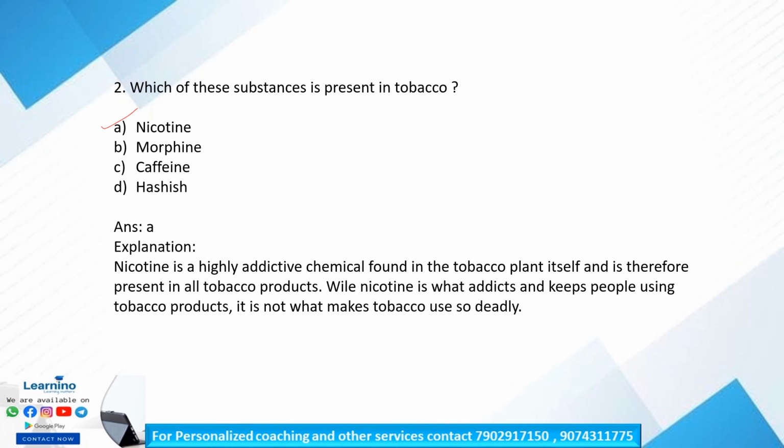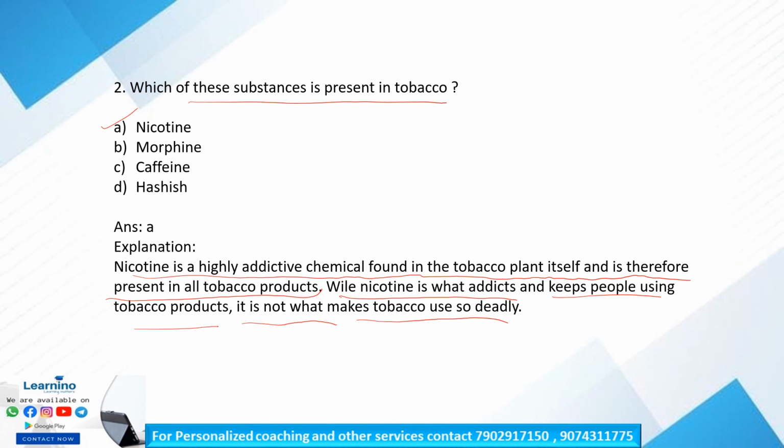So let's see the explanation. Nicotine is a highly addictive chemical found in the tobacco plant itself and is therefore present in all tobacco products. So the addictive substance of tobacco and other tobacco products is nicotine. Clear? It is not harmful by itself, but it is addictive in nature. While nicotine is what addicts people and keeps them using tobacco products, it is not what makes tobacco use so deadly. So it makes tobacco addictive. So the substance present in tobacco among these four options is nicotine.